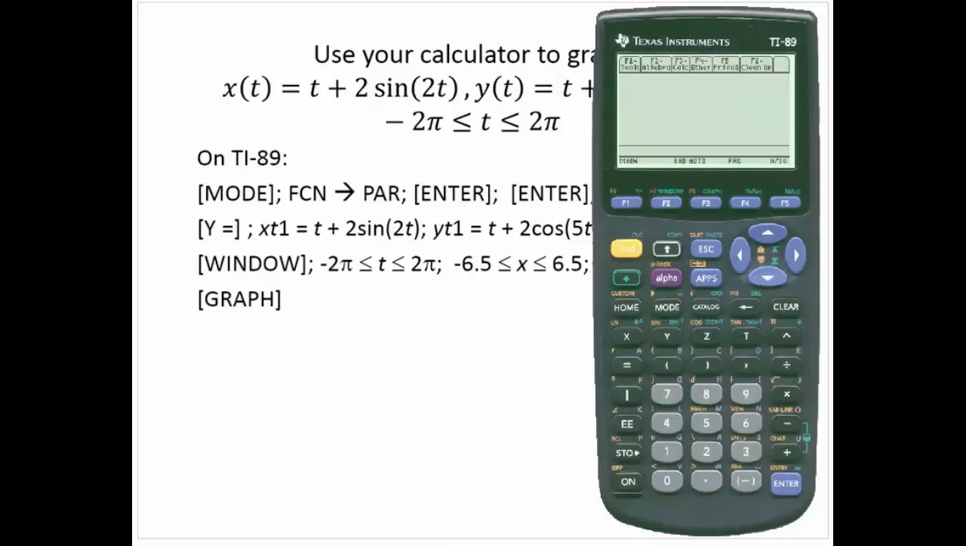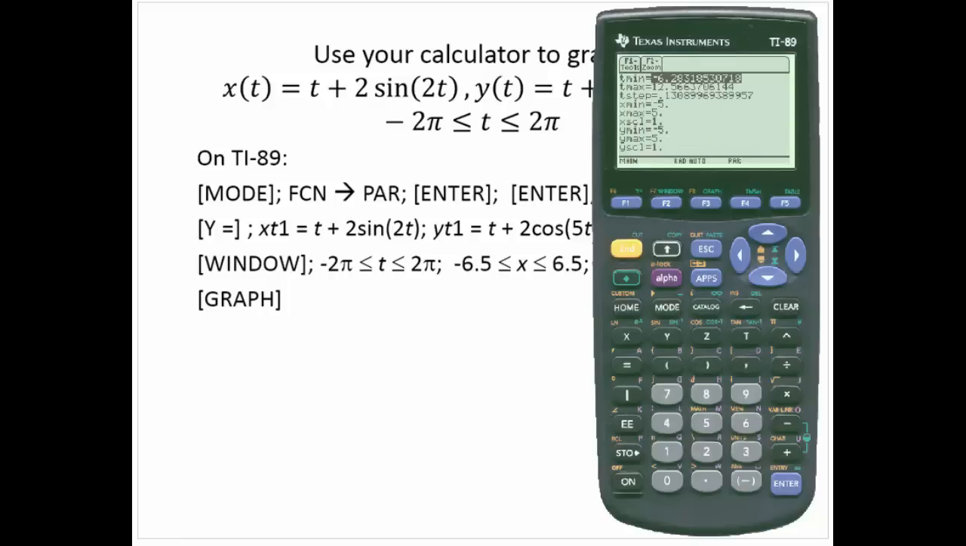changed the mode. All right, now if you go to your y equals screen, you'll see it's a little bit different. It asks for an x and a y, right? You see xt1, yt1. So in xt1, I'm going to type in t plus 2 sine 2t, and close that off and hit enter. All right, and my y of t is t plus 2 cosine 5t, and close that off and hit enter. All right, so I've got that in. Let me look at the window.